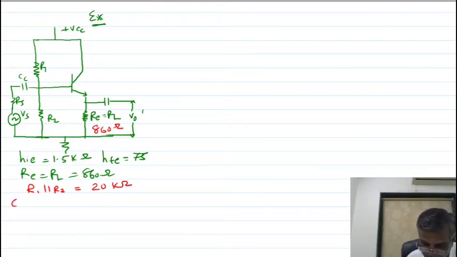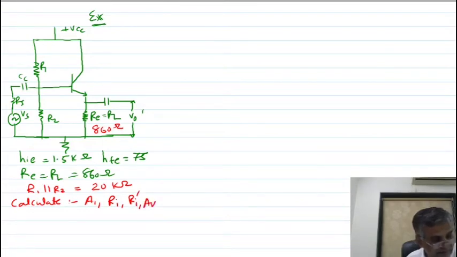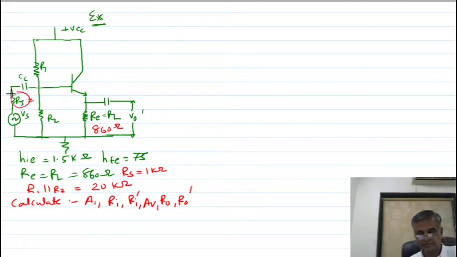Calculate the first question: AI, RI input resistance, RI dash, AV, RO and RO dash. This resistance is 1 kilo ohm, the source resistance. RS they have given 1 kilo ohm. Let us calculate.